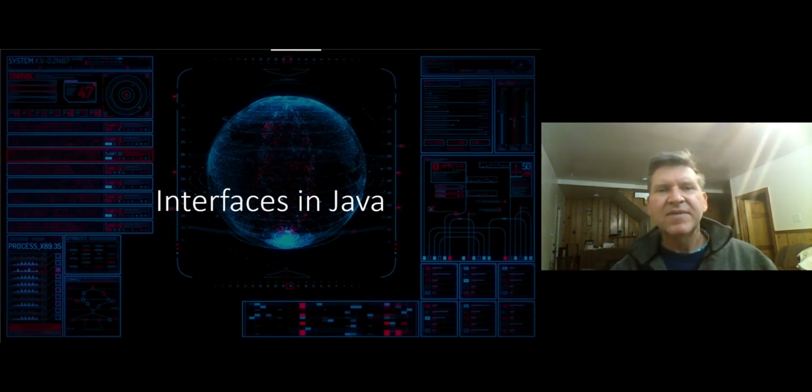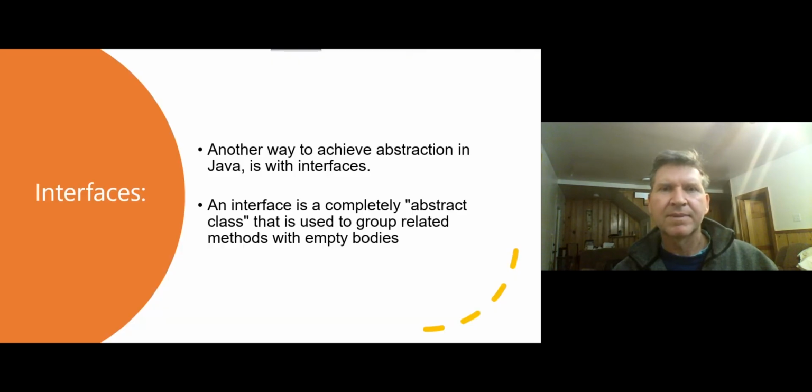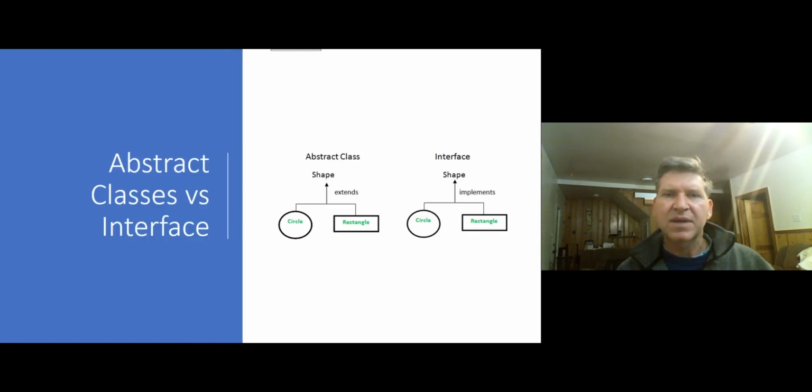So let me give a supplemental view of interfaces, and this was something that I got from W3Schools, which I think explains it a lot better. An interface is just another way to achieve some kind of abstraction in Java. And an interface is just a completely abstract class that's used to group related methods. And notice here it says with empty bodies. What we mean by that is there's no body to the actual implementation.